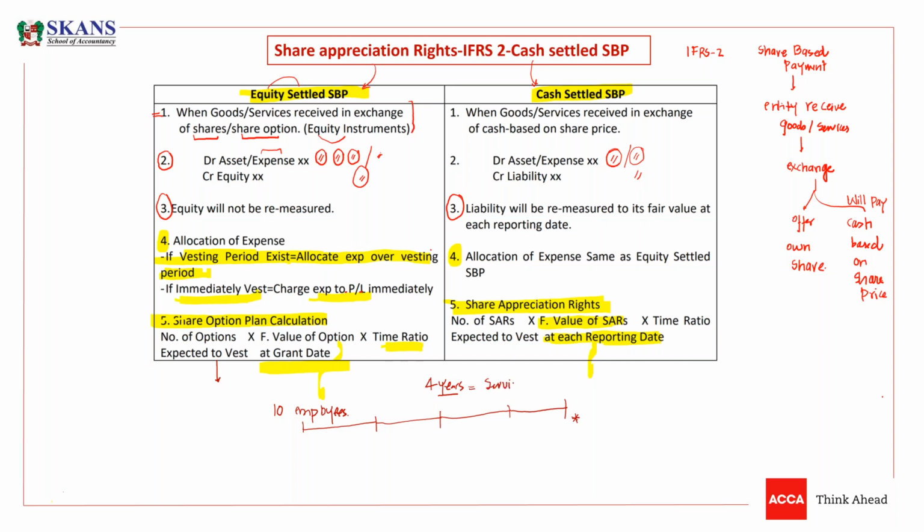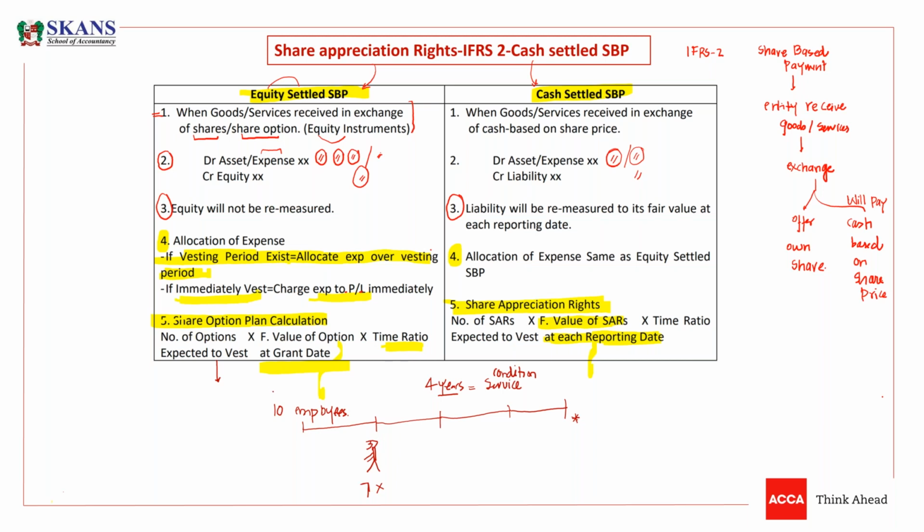We call it service condition, but this is not important. But the important thing is there is a condition. So there are 4 years condition. Now, if you are at end of year 1, when you are calculating year 1 calculation, if you think that 3 employees will leave the company, it means you should do calculation only with 7 employees, and that's it.